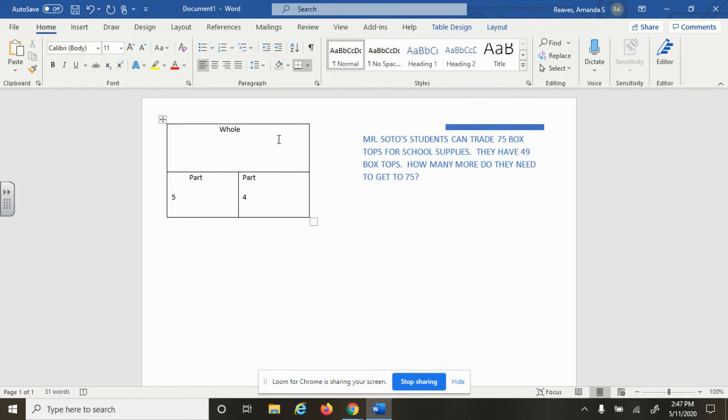Sometimes our part whole charts have two parts and then we just have to put them together to make the whole. But sometimes we have a whole number and a part and we have to add by counting up or subtract to find out the missing part. So for example, let's say that I had a whole number of 10 and one part was 3. If I wanted to find this missing part, I have a couple of ways that I could do that.